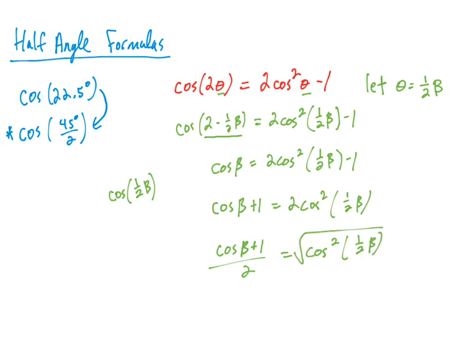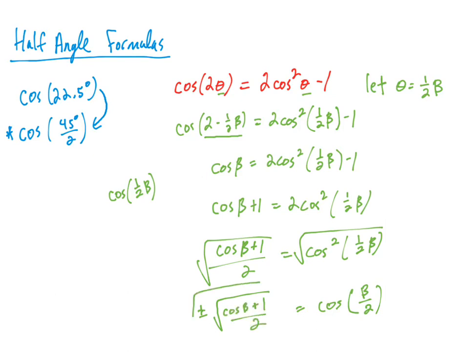And then we'll take the square root of both sides. So on the right-hand side, we're going to end up with cosine of 1/2 beta, which is the same as beta over 2, is equal to, well, when I take the square root, we end up with plus or minus the square root of cosine of beta plus 1 divided by 2. So this is the half-angle formula for cosine.